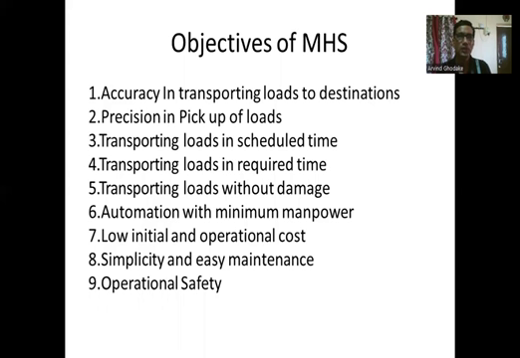Then objectives of material handling systems. First objective is accuracy in transporting loads to destination. Second one is precision in pickup of loads. Third one is transporting loads in scheduled time. Fourth one is transporting loads in required time. Fifth one is transporting loads without damage. Sixth one is transport automation with minimum manpower. Seventh one is low initial and operational cost. Eighth one is simplicity and easy maintenance. And ninth one is operational safety. So these are the objectives of material handling systems.